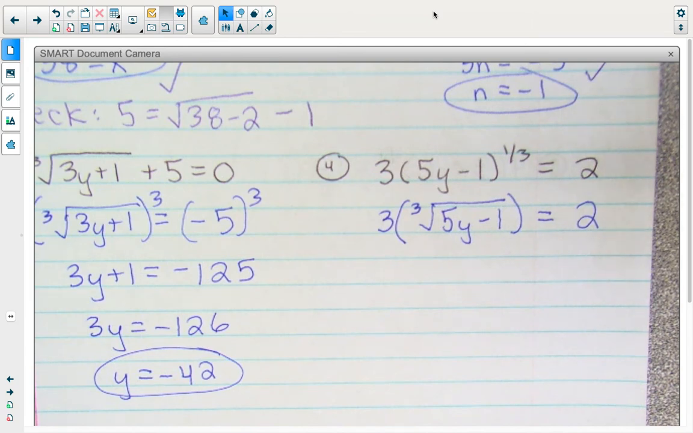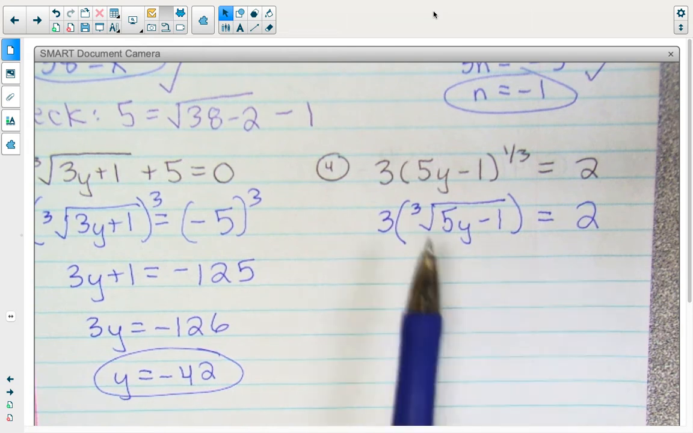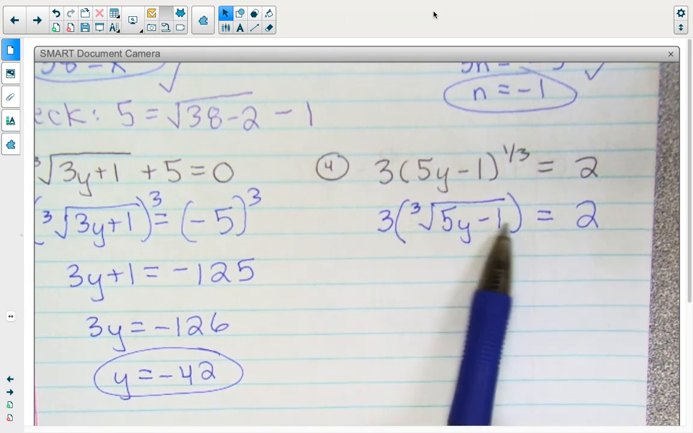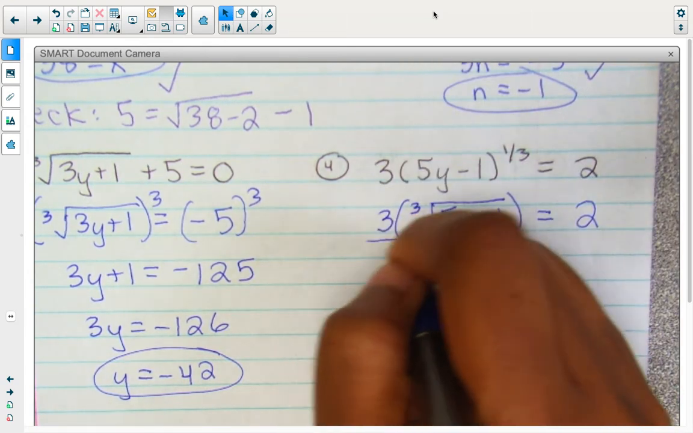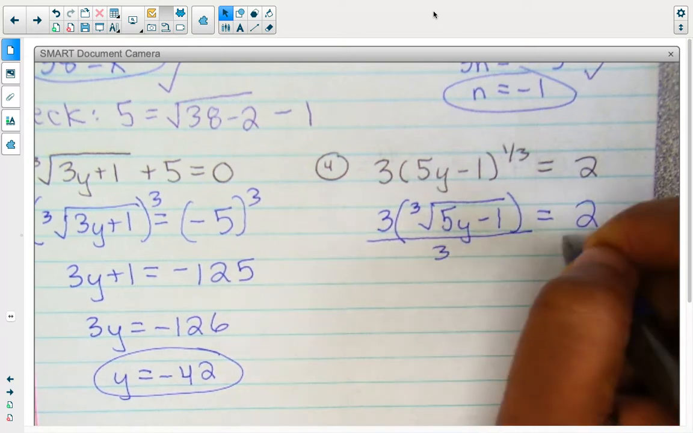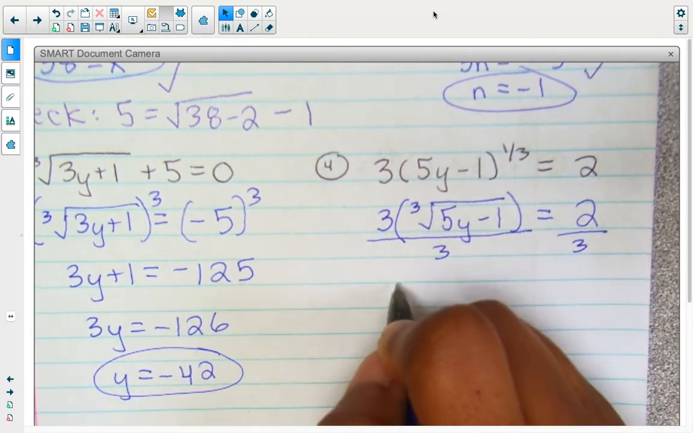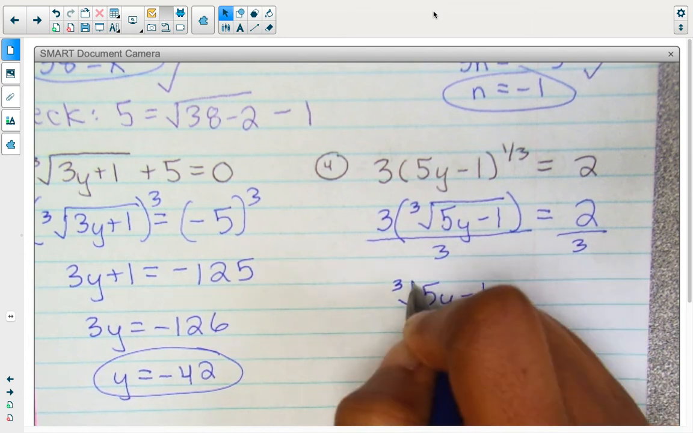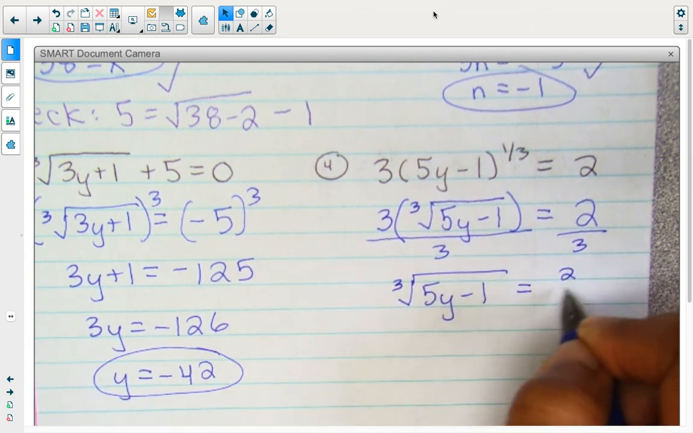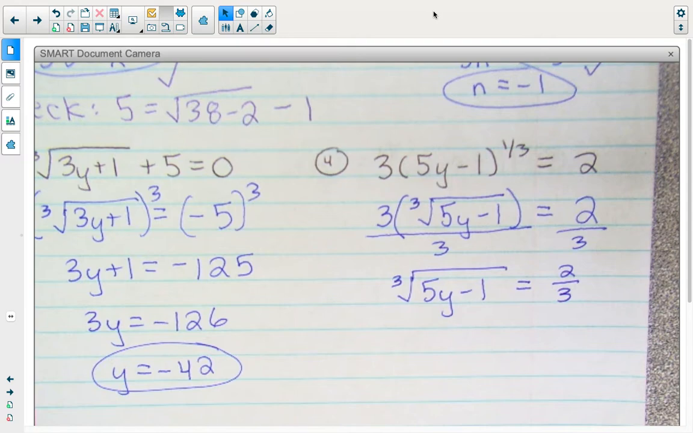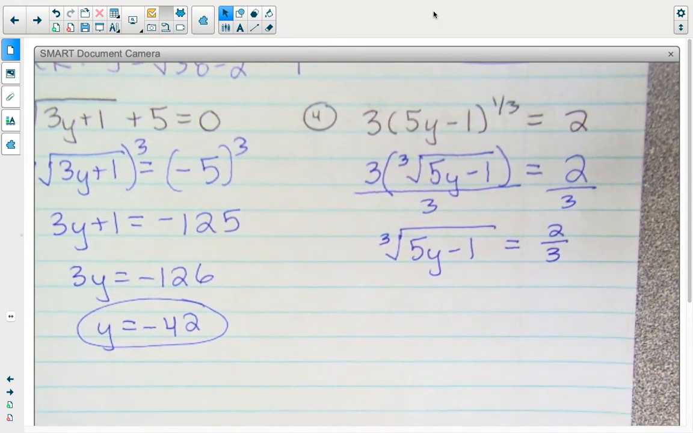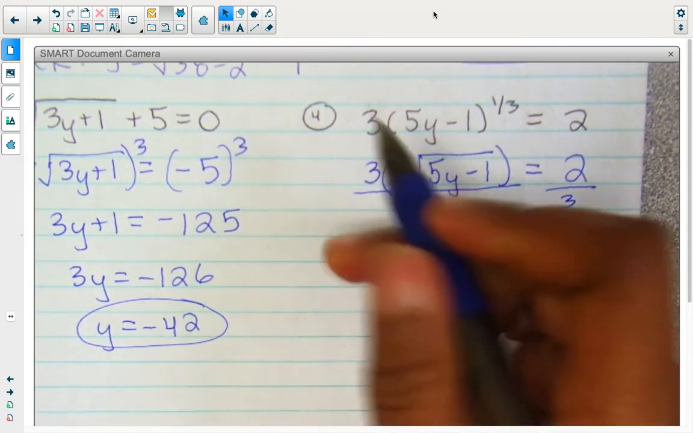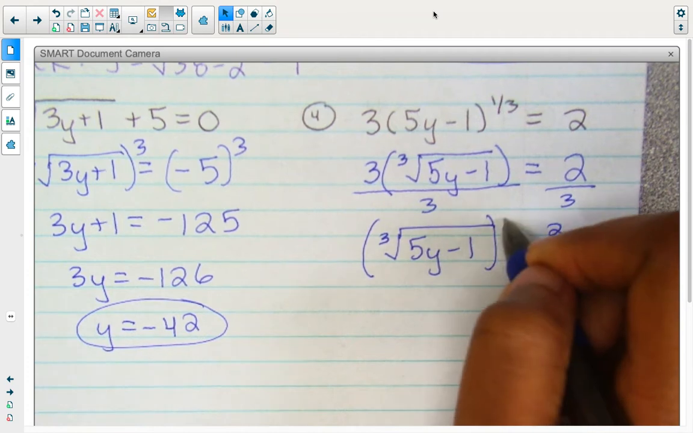So I'm going to go through and divide both sides by 3. So this is 3 times all of this. So we need to divide by 3. So that now gives me the cube root of 5y minus 1 equals 2/3. We got a fraction, but that's okay. Don't be scared of the fraction. The opposite of cube rooting is to cube both sides.